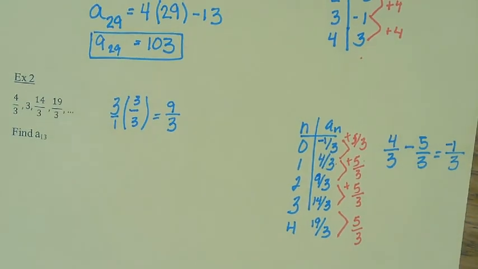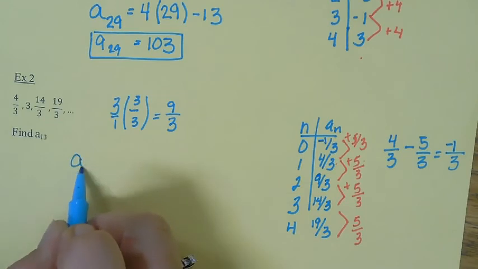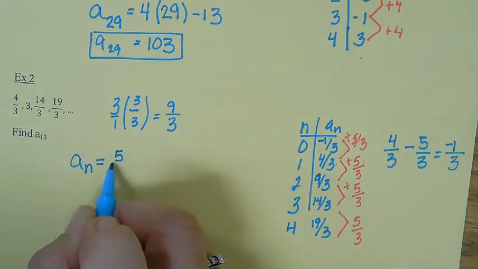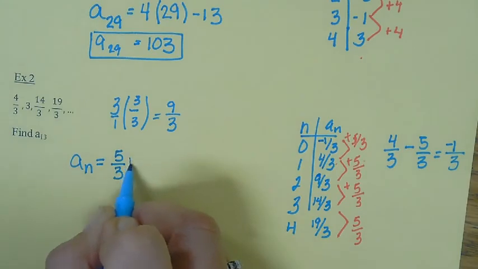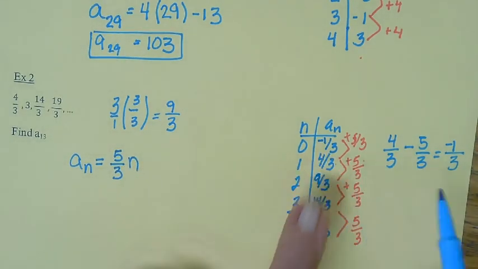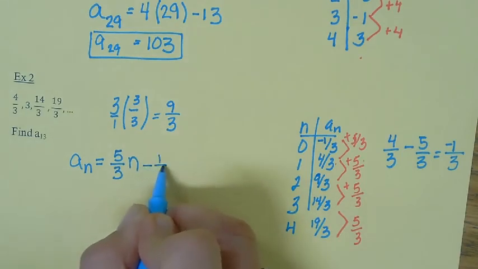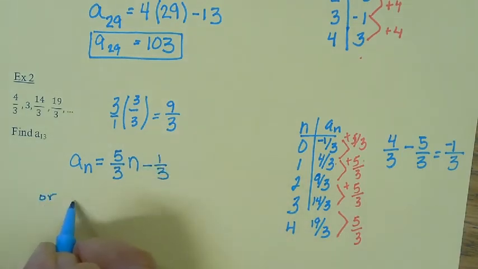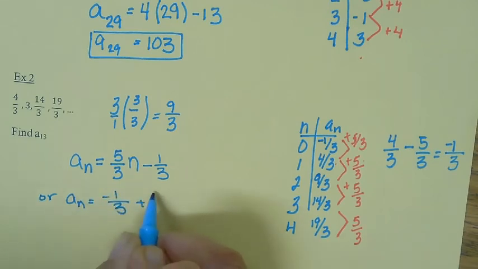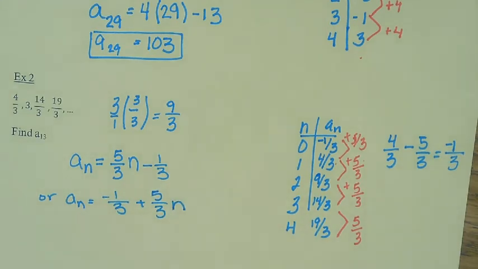Okay, so now I can write my equation. a sub n equals your pattern. What's the pattern? Adding 5/3, so a positive 5/3. And what's my zero term? -1/3. And you can write it either way. I'll just put them both down there.